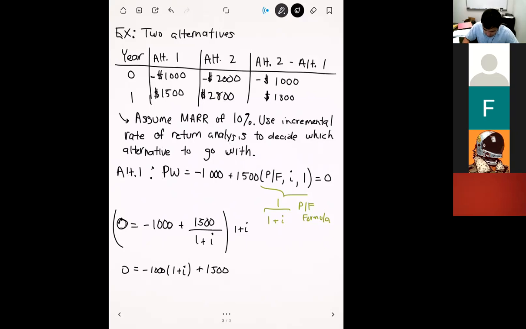And so if we perform the arithmetic here, then we get 0. And so I'm going to just distribute that negative 1,000 through, and then that's going to add to our 1,500. And so you have 500 minus 1,000 I. Right. And so if we add 1,000 I to both sides, divide by 1,000, then what we get is I is equal to 0.5, which is a rate of return of 50%.